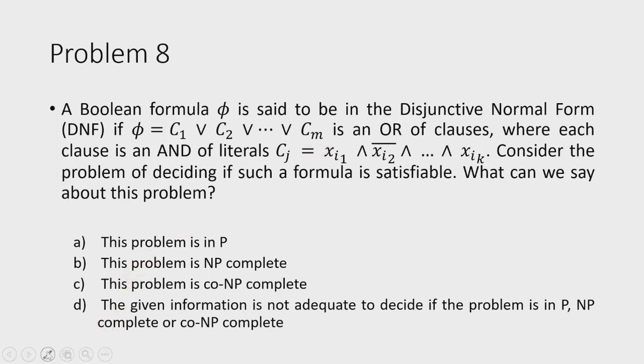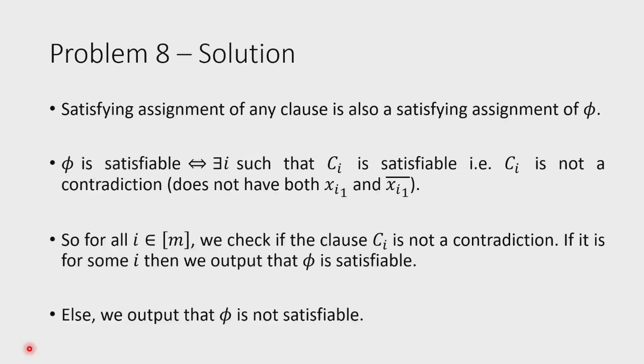Let me skip a slide and go to the immediately next slide. We are skipping the answer and going directly to the solution, because we are very close to the answer. So a satisfying assignment for any clause is also a satisfying assignment for the formula, right? That is what we have concluded so far. Which means that phi is satisfiable if and only if there exists an i so that Ci is satisfiable, right? This is what we've agreed on up to now.